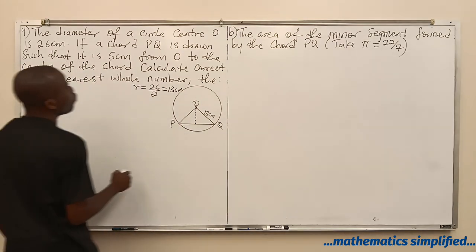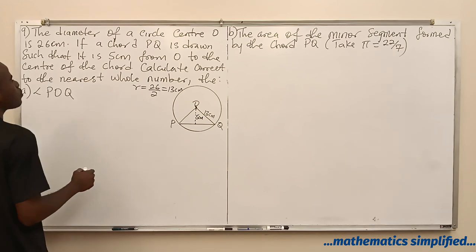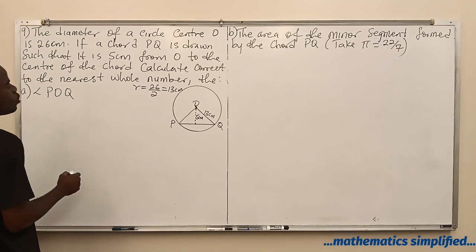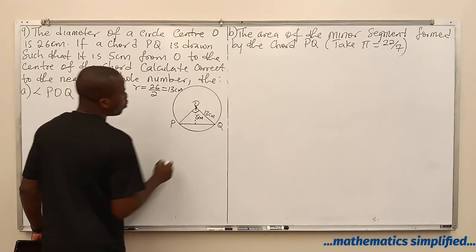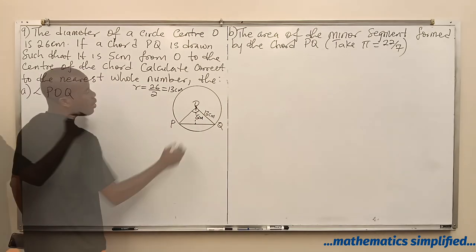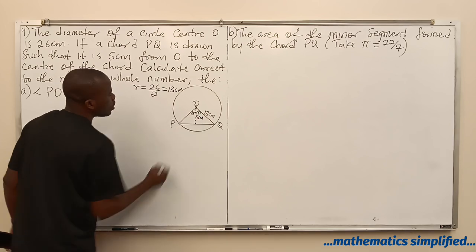5 cm from O, so this is 5 cm, to the center of the chord. Calculate, correct to the nearest whole number, the angle POQ. So we are looking for this angle, POQ. To find this angle, we use trig ratios. Let this angle be theta, just this. And of course, this is also theta.